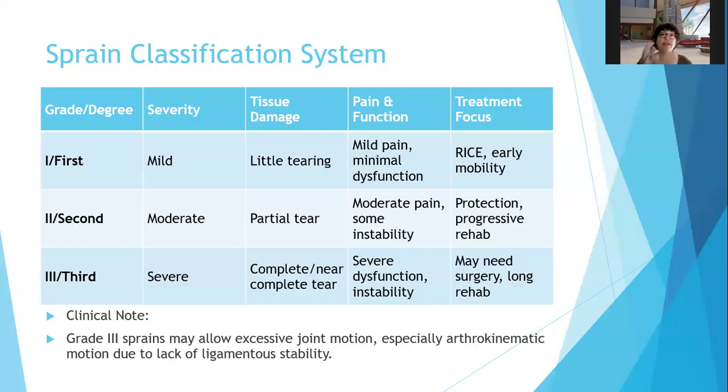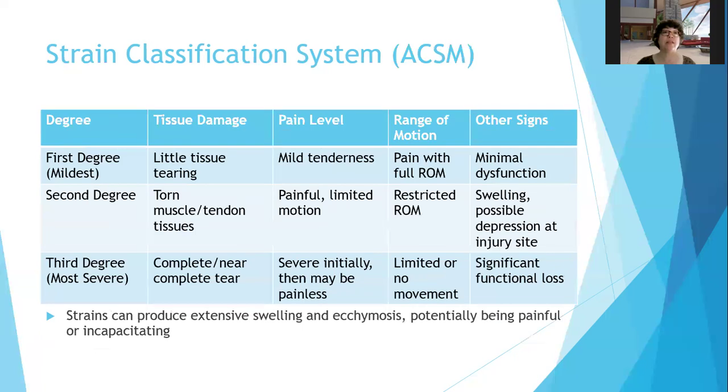So grade 3 sprains cause a lot of instability in the joint. They might allow excessive joint motion. So there's that ligamentous instability, and you might get more arthrokinematic movement in the joint. So a really severe sprain untreated could lead to osteoarthritis later on in life. Strains have a different classification system just to make it interesting. First degree, second degree, third degree, from mildest to most severe.